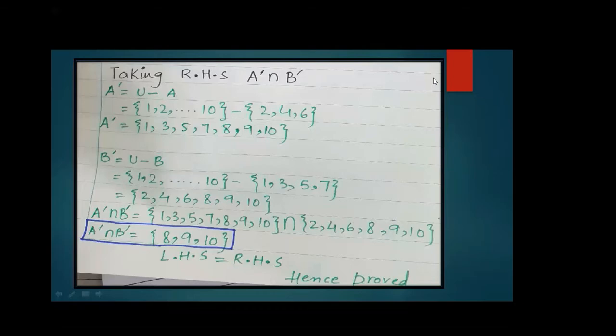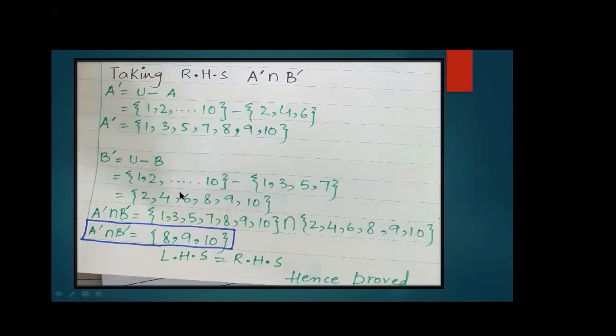Now come towards B complement. B complement means difference of set B with the universal set. So first write the elements of the universal set, that is 1, 2, 3, 4, 5, 6, 7, 8, 9 up to 10, minus set B, which contains elements 1, 3, 5, 7.